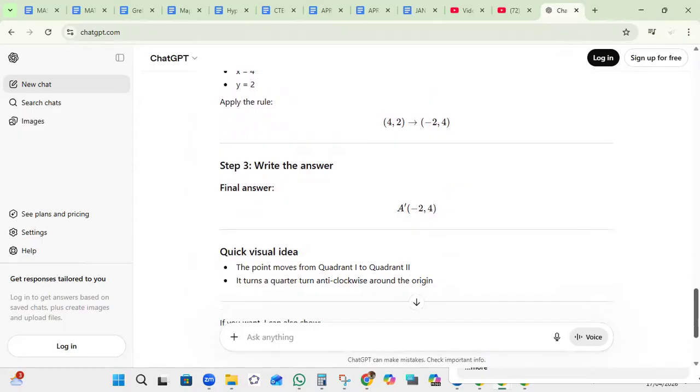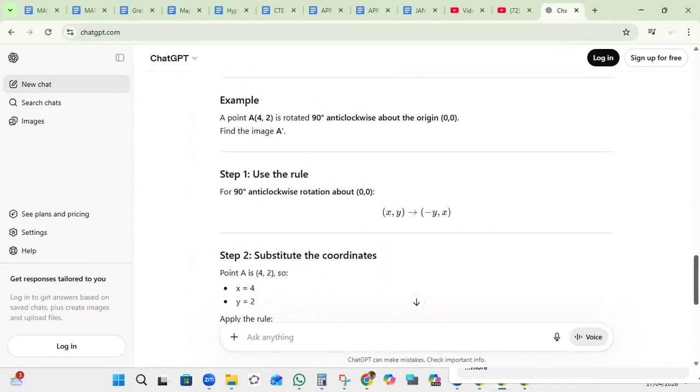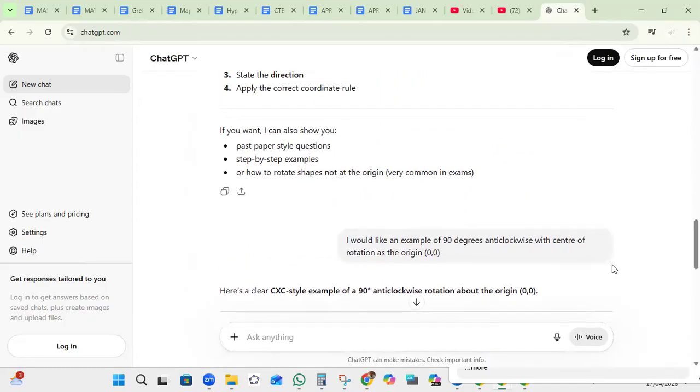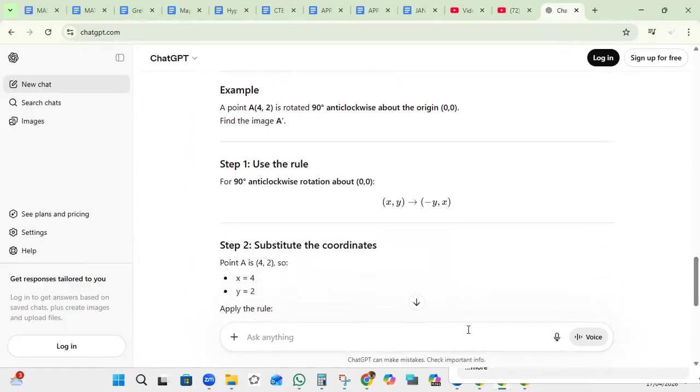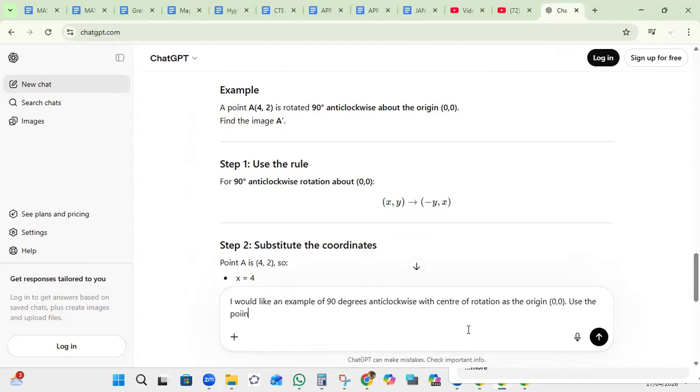So for example, you can specify your coordinates. For example, you can say use the point, and you can put some negative sign there. Use the point, for example, 5, -7. So you expect the 5 and the 7 to switch, and the -7 now will become a +7.